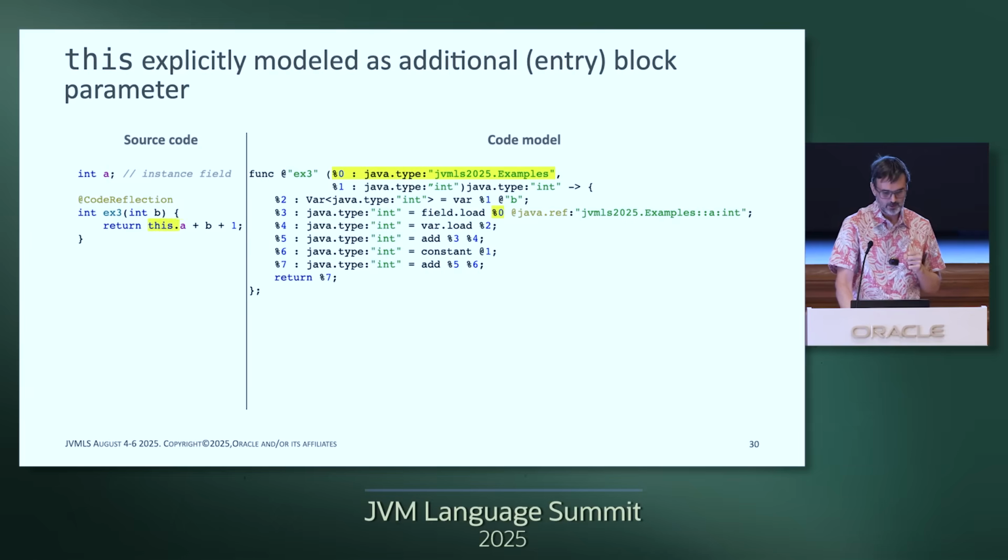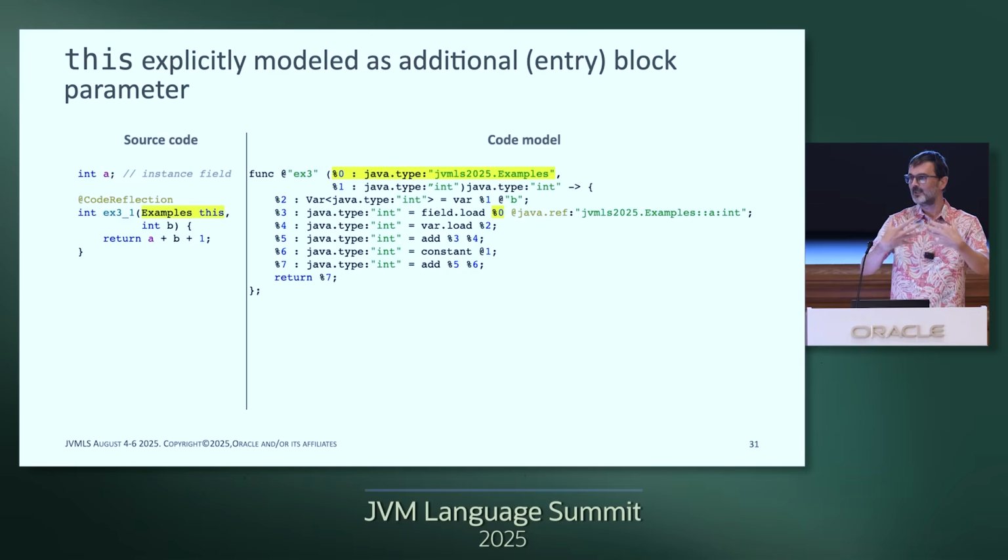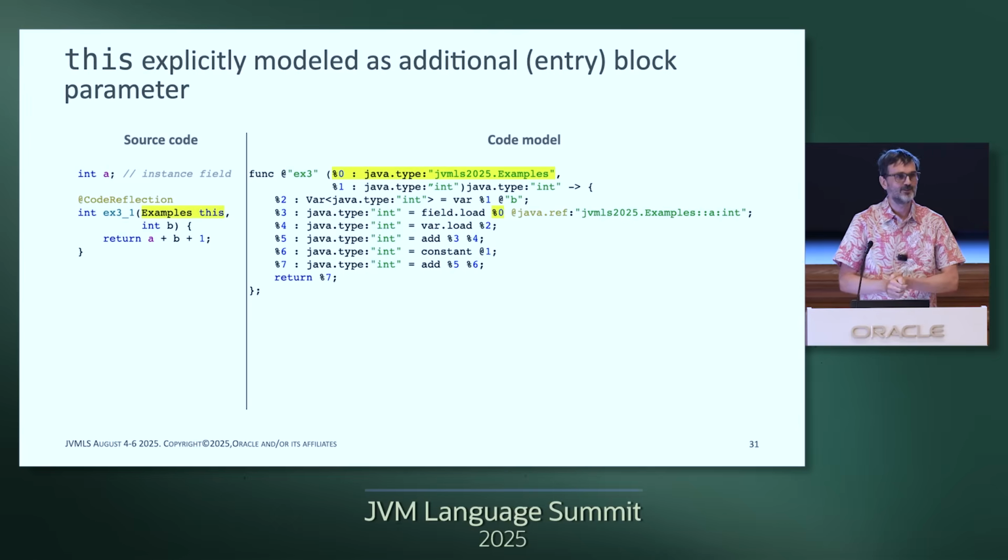We can change it to this.a instead of a, same in the code model, no different. Or we could explicitly express this in the source code. How many people knew you could do that?